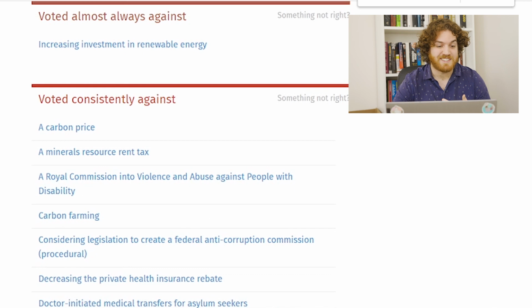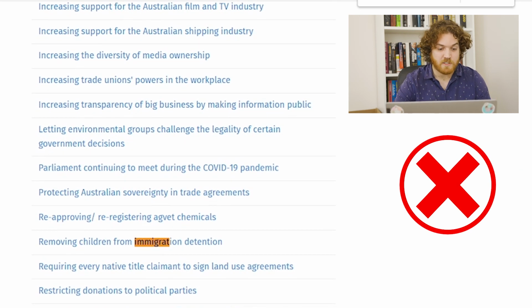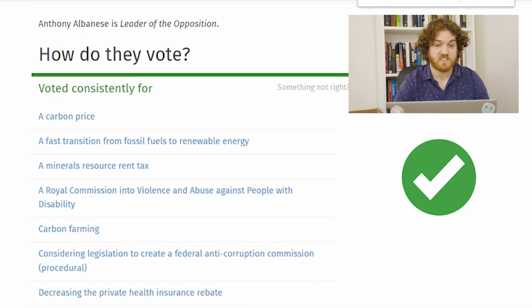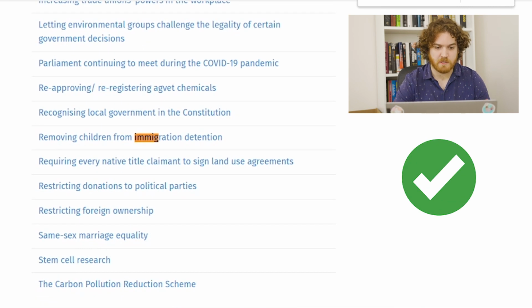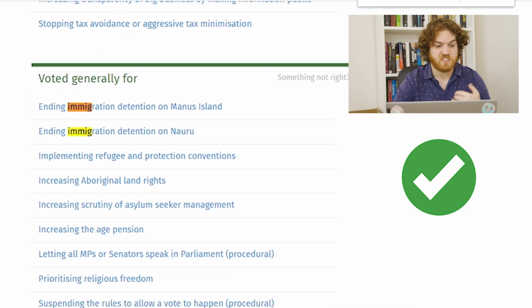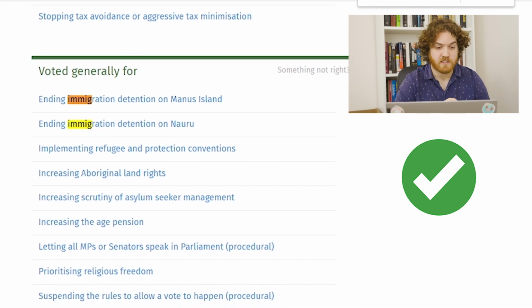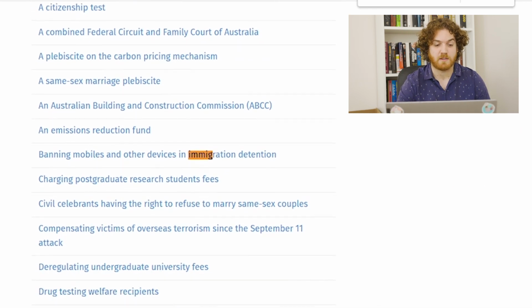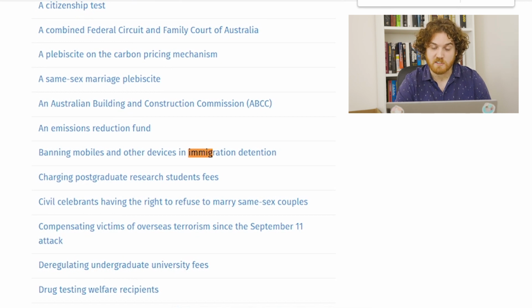Morrison has also voted consistently against removing children from immigration detention, whereas Anthony Albanese has voted consistently for removing children from immigration detention. He's voted generally for ending immigration detention on Manus Island and Nauru, and has voted consistently against banning mobiles and other devices in immigration detention.